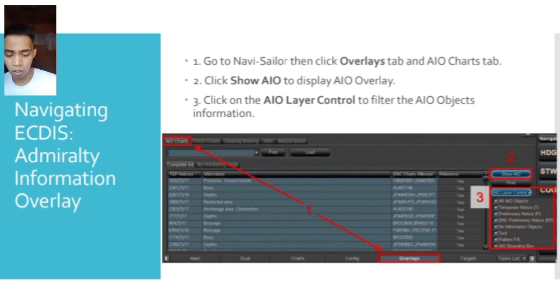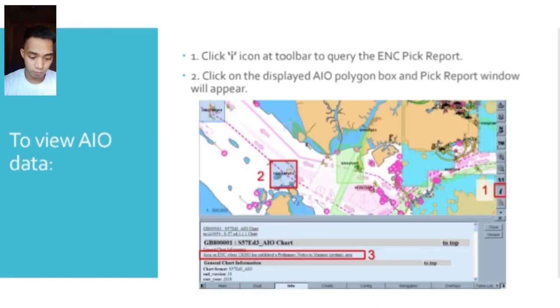Navigating ECDIS Admiralty Information Overlay. Number 1, go to Navigation Sailor, click the Overlay tab, AIO Charts tab. Then number 2, click Show AIO to display the AIO overlay. Then number 3, click on the AIO layer control to filter the AIO object information.